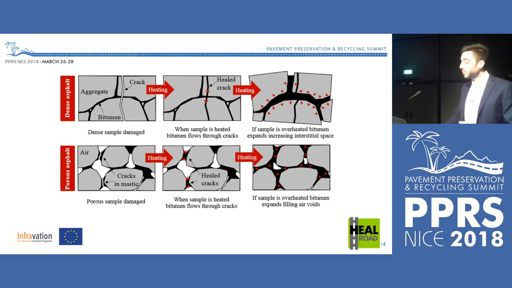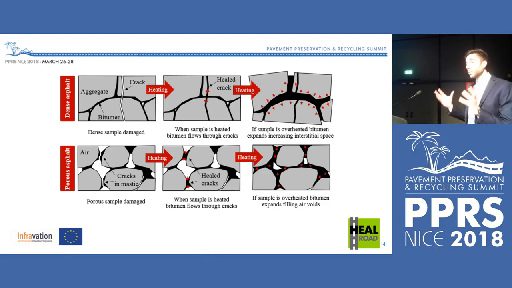On the contrary, in porous asphalt, first of all, the weak points are these. The cracks are more likely to happen in between the aggregates, so through the mastic. These cracks are very easy to heal. We just have to melt the bitumen a bit and they're going to heal. So this is exactly what happens, and this is why porous asphalt is much easier to heal.